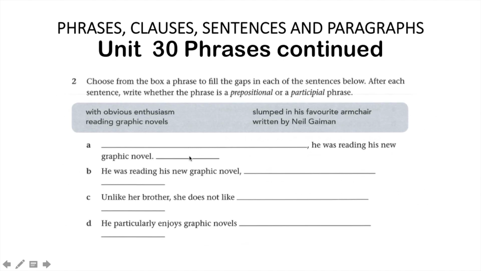Question 2 in Take It Further. You have to do a little bit more work here. It essentially asks you to see if you can find which one of the phrases up here fits into your sentence, and then on the line below you need to write whether it is a prepositional or participle phrase. For the first one, I'll give you the answer. Slumped in his favourite armchair, he was reading his new graphic novel. And that, of course, is a participle phrase. The others you can do on your own. Good luck with the activities. I hope you do well. If you have any troubles, make sure you ask your teacher for some help.